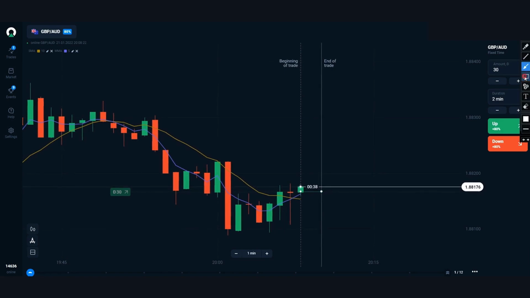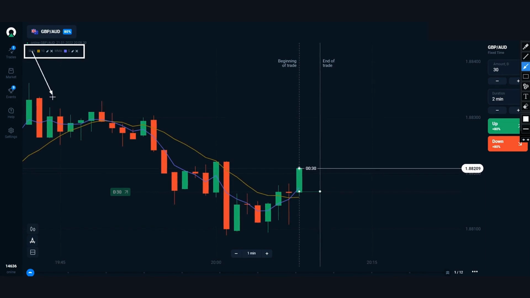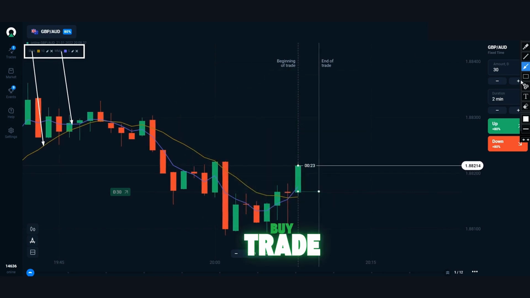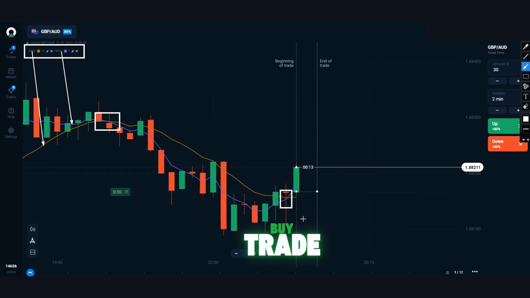This strategy is based on two moving averages with periods of 5 and 10. Let's go step by step. Now, let's go over the trading rules. Buy trade: when the blue moving average crosses above the red moving average and moves completely upward, enter a buy trade on the next candle.